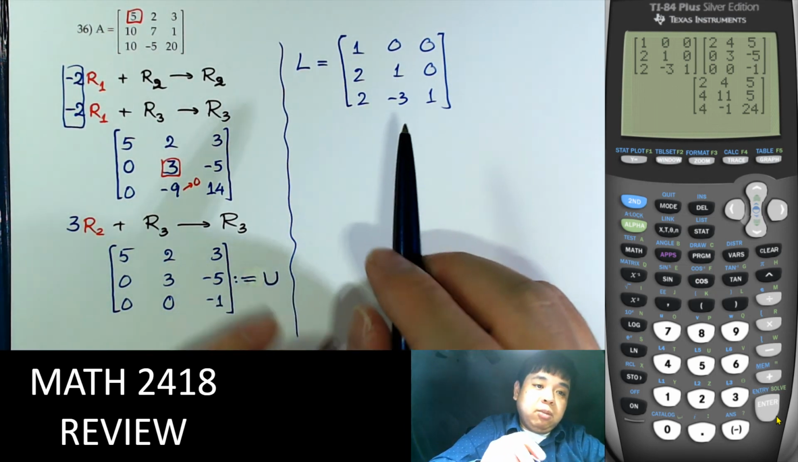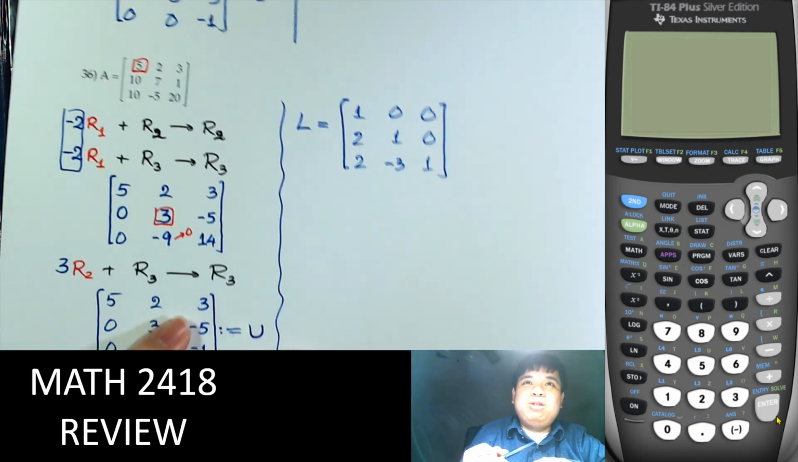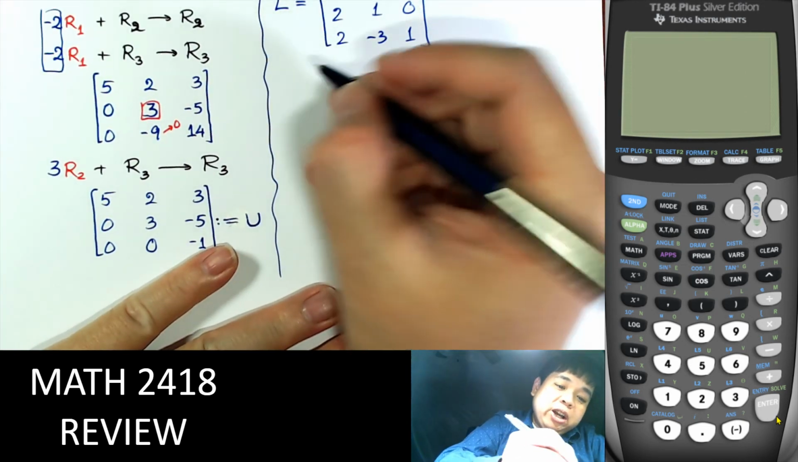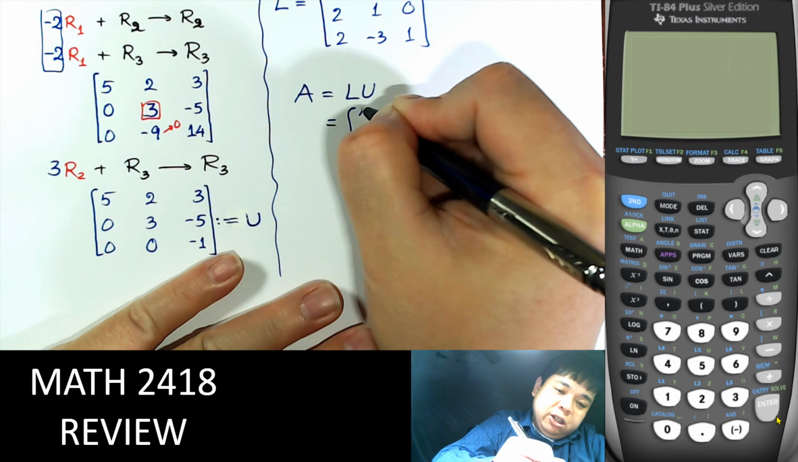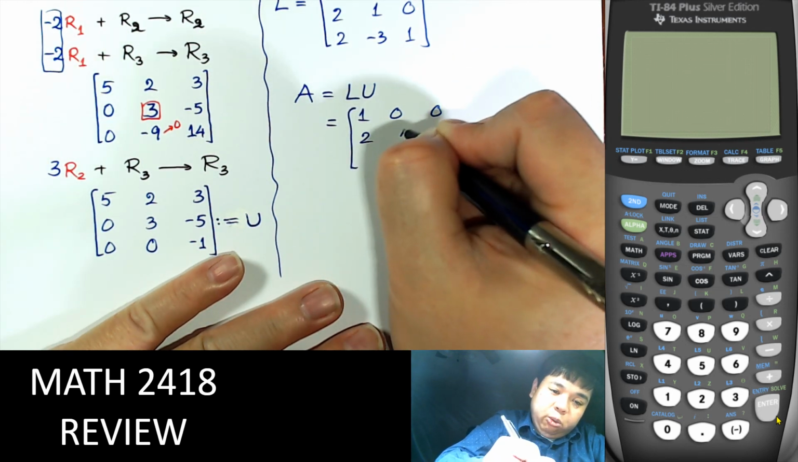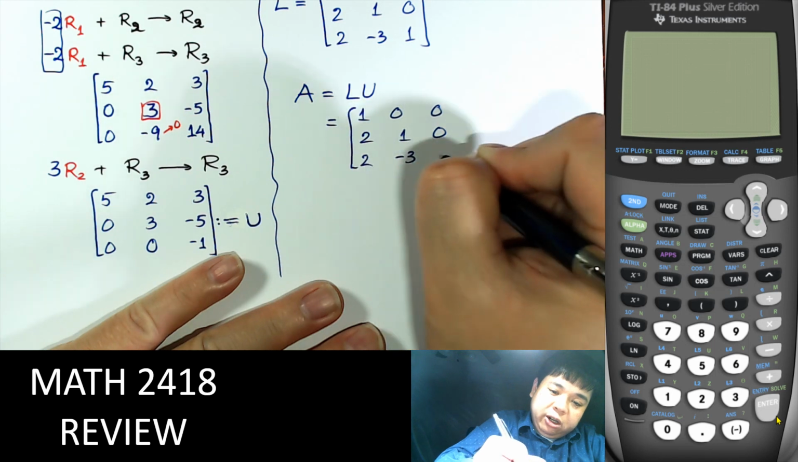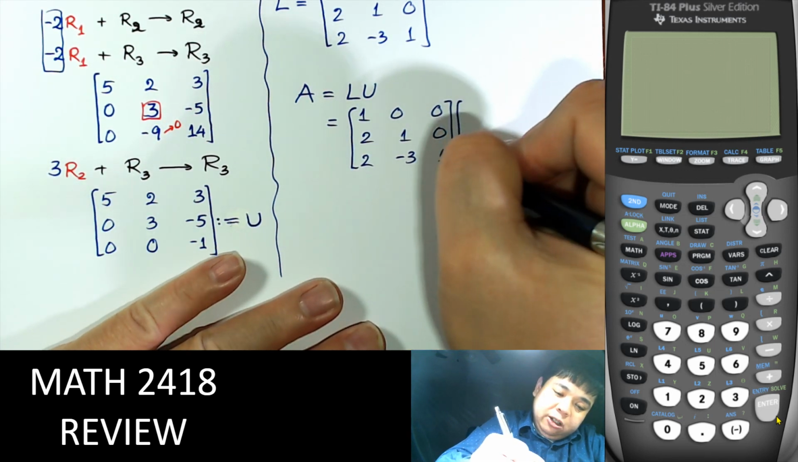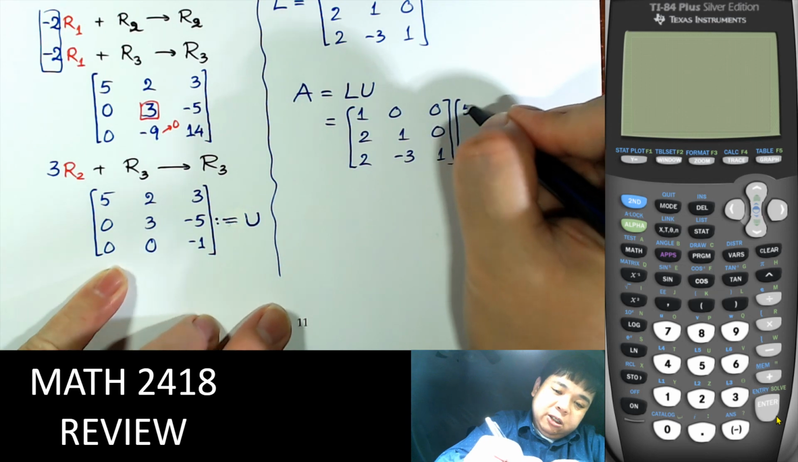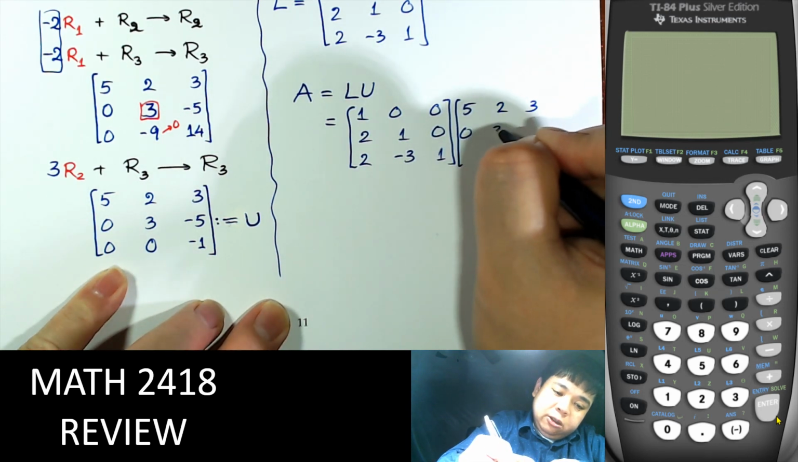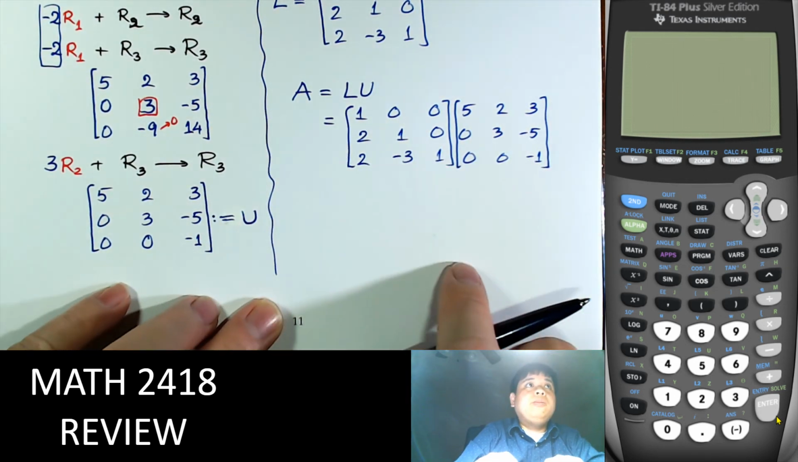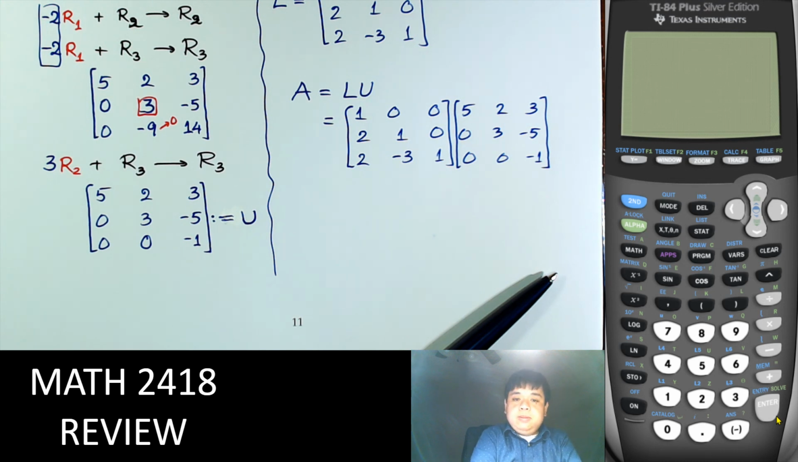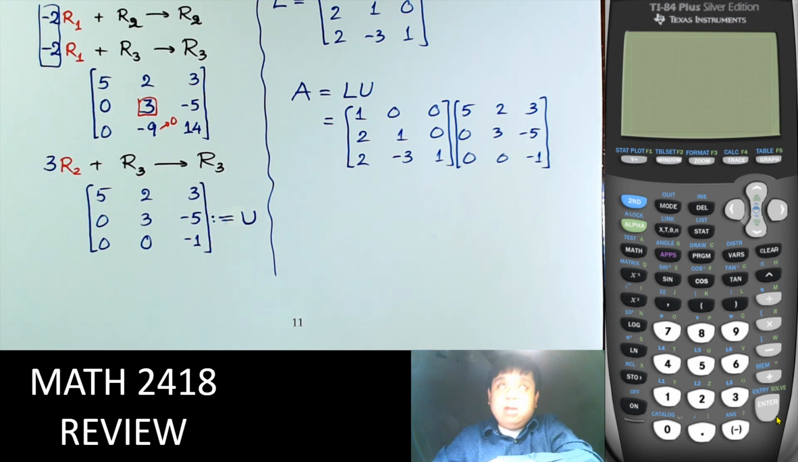We're going to check, by the way, this looks exactly like what we have on the previous problem. So we can check to verify that A is indeed equal to L times U, and L is 1 0 0, 2 1 0, 2 negative 3 and 1, times U, that. Right. Of course, we can just check with the calculator, but I don't think we need to.